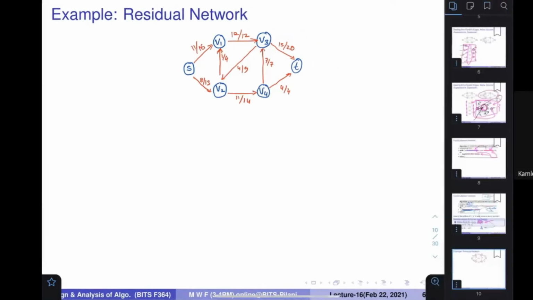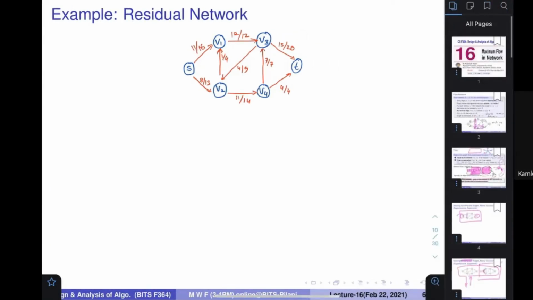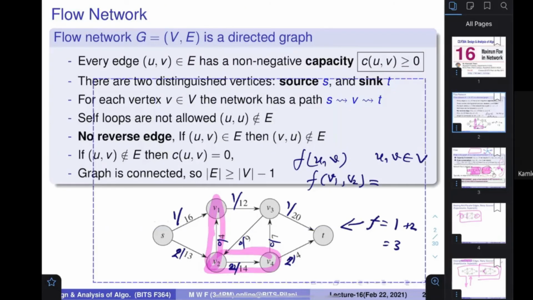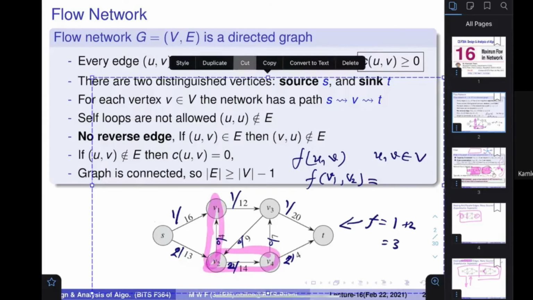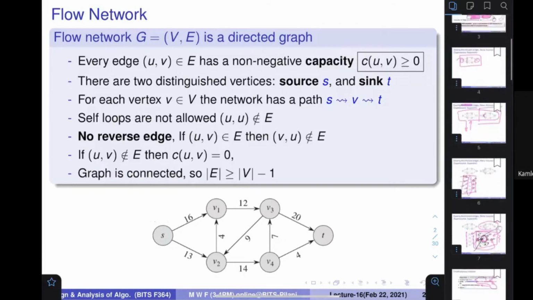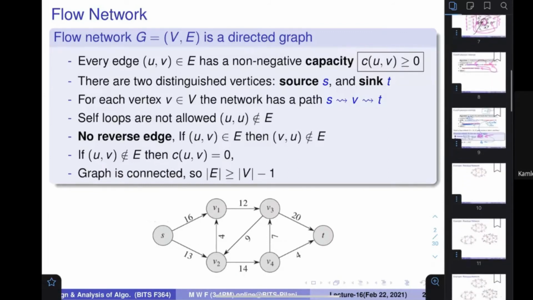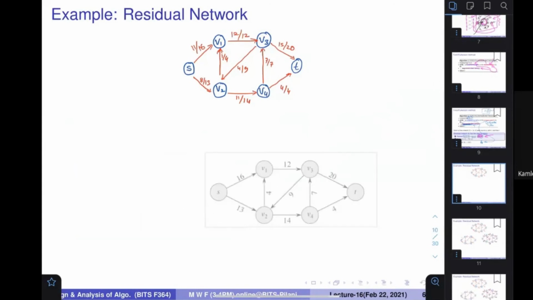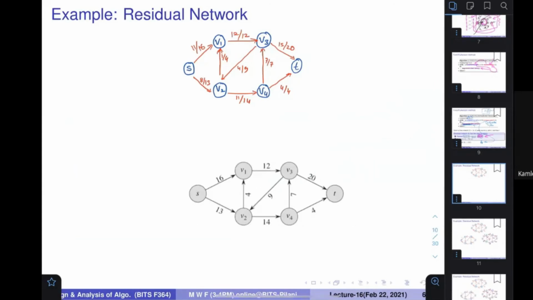Where did it come from? Let me go to slide number 1 and show you. This was the network I had. Everybody remember it? Let me see, can I copy and paste? I'm not sure about that. Paste. Wow, I can do it.